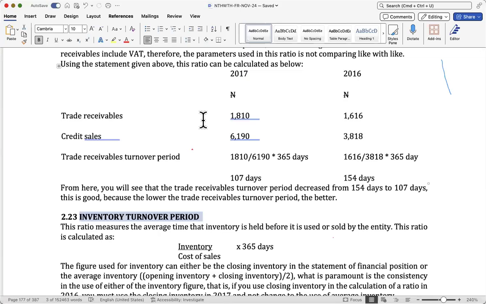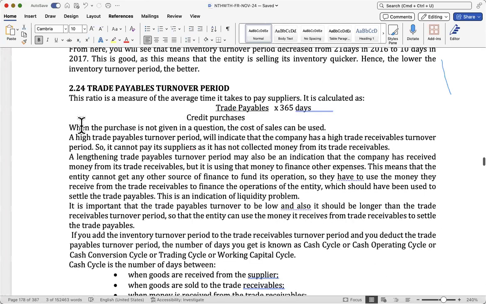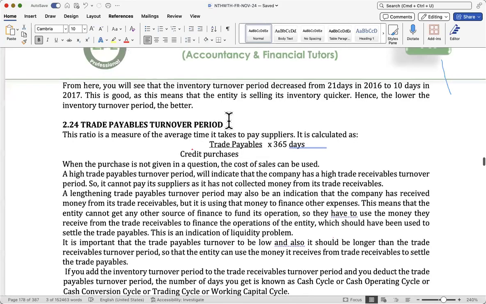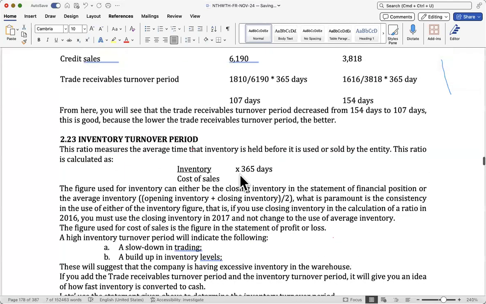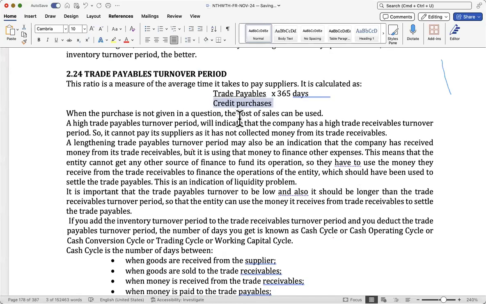Then the last one here is trade payables turnover period, which looks at the number of days it takes to pay your supplier. It's usually trade payables over credit purchases. In fact, you always find cost of sales in the exam. If you don't find it, we advise that you just use purchases. But the one you might not even find is credit purchases, so you can use trade payables over cost of sales here.